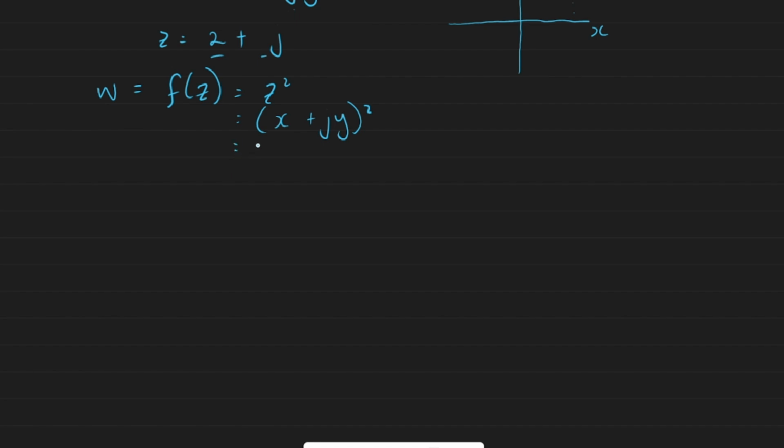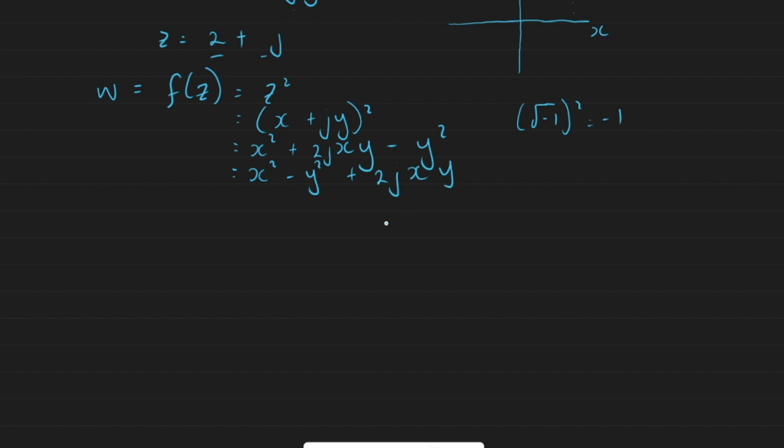So if we do that, we get x squared, then we have plus 2jxy, and then minus y squared. Remember that the square root of minus 1 is j, so j squared will give us minus 1. That's why we have minus y squared here. j squared is minus 1. So now we can group this together. We'll say x squared, then minus y squared, plus 2jxy.